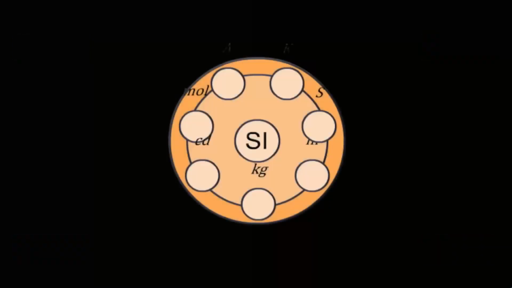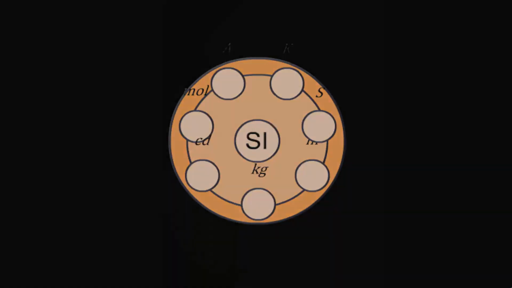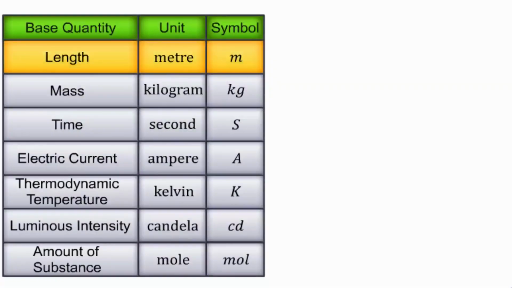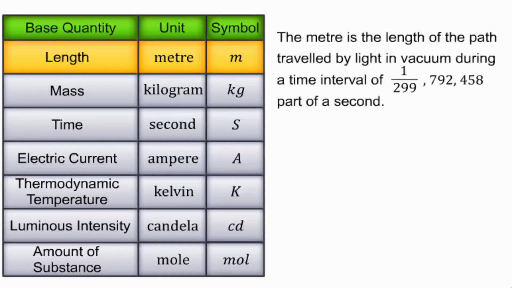In SI, there are 7 base units for the 7 physical quantities taken as fundamental quantities. Following are the quantities and their corresponding units. Length is measured in meters, denoted by the small letter m. Meter is the length of the path travelled by light in a vacuum during a time interval of approximately 1/300 millionth of a second.